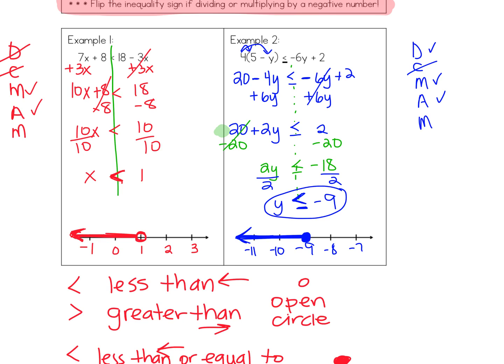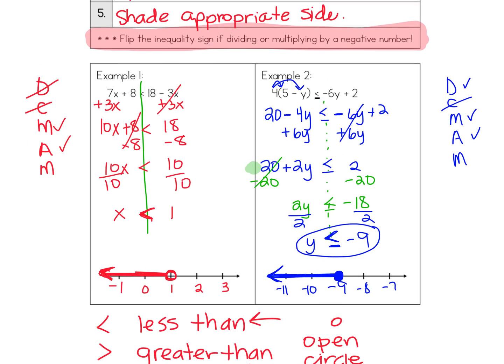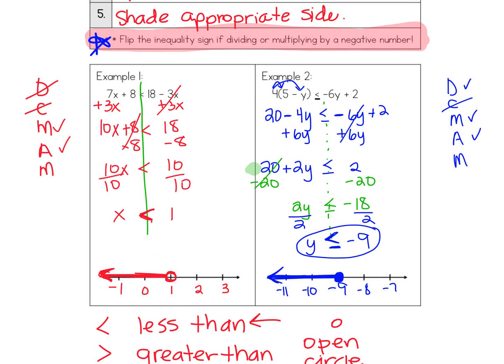And there you have it. That is how you solve inequalities. The only difference from equations is the symbol. Again, this is very important. Flip the inequality sign if dividing or multiplying by a negative number.